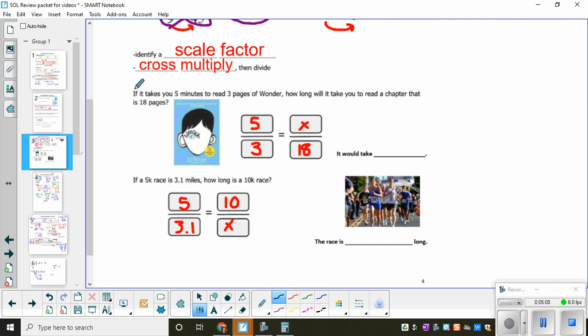So for the first one, it says if it takes you 5 minutes to read 3 pages of Wonder, that's the 5 and the 3. I've got 5 minutes and 3 pages, so that's the first ratio that was given. How long will it take you to read a chapter that's 18 pages? Well, I'll highlight here that we put the pages down here in the denominator. So 18 pages is down here in the denominator. We had 5 minutes up top in the numerator, and the unknown is also minutes, so that's up here. And now we can simply cross multiply and divide. Some of you might catch that 3 times 6 is 18. So if it's 6 times as many pages, it should take 6 times as long, which would be 30 minutes.